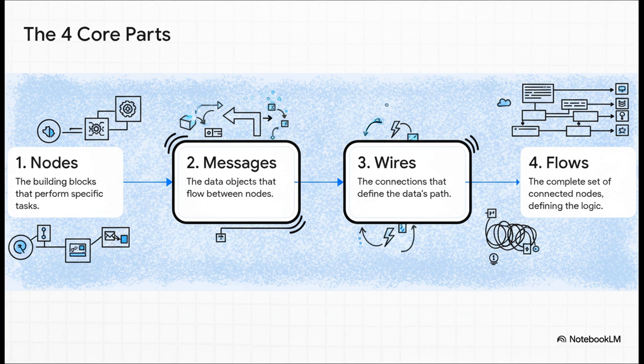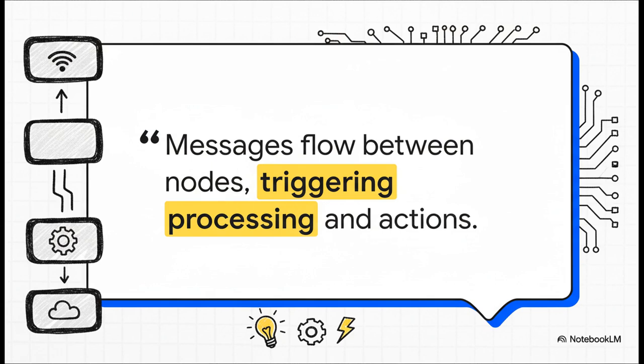That's your program. And here's the magic. It's all event-driven. A message shows up at a node, that node does its one job, and then it sends a new message down the wire to the next node in the chain. It's like a little digital assembly line, and it's an incredibly efficient way to handle real-time info.